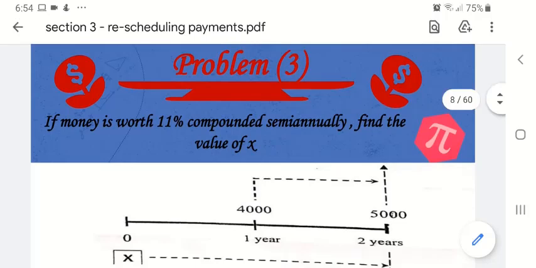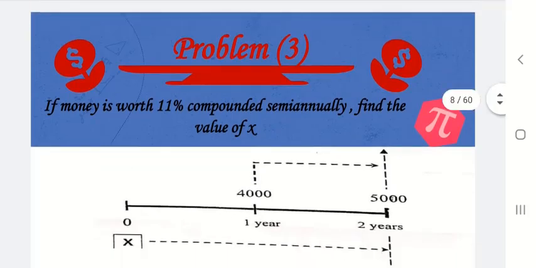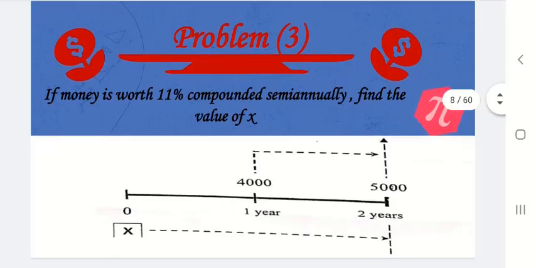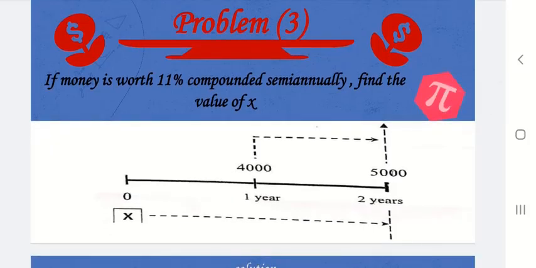Problem number 3. If money is worth 11% compounded semi-annually, find the value of X. In this problem, the focal date lies after the maturity dates of old and new obligations. So the value of the old obligations equals the value of the new obligations.